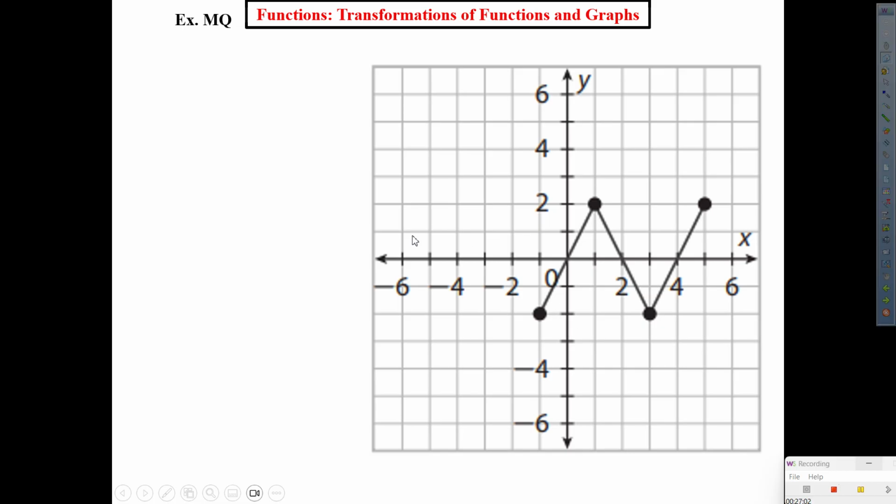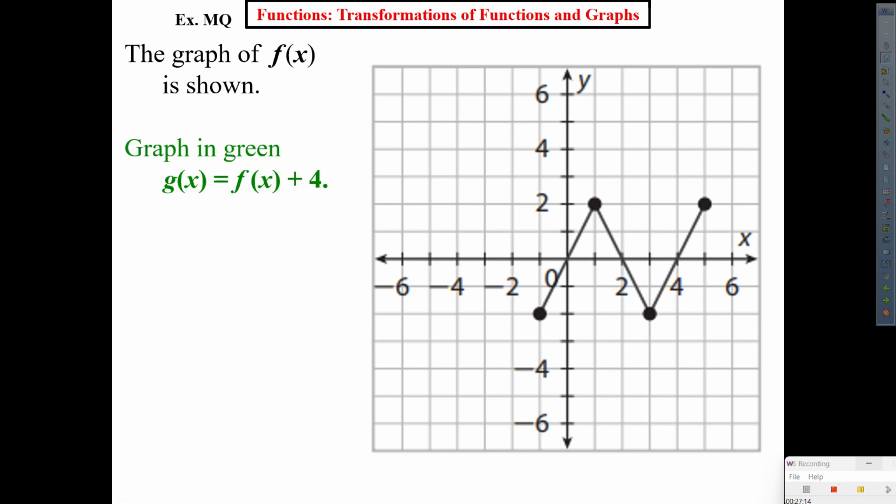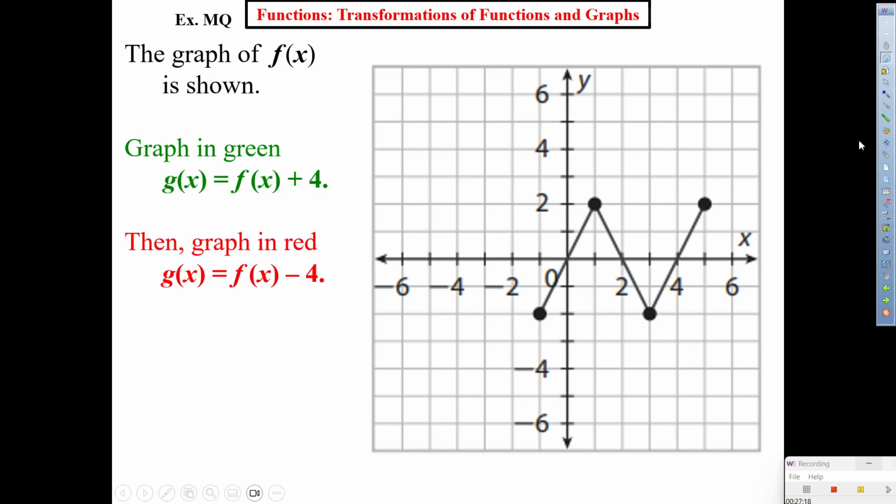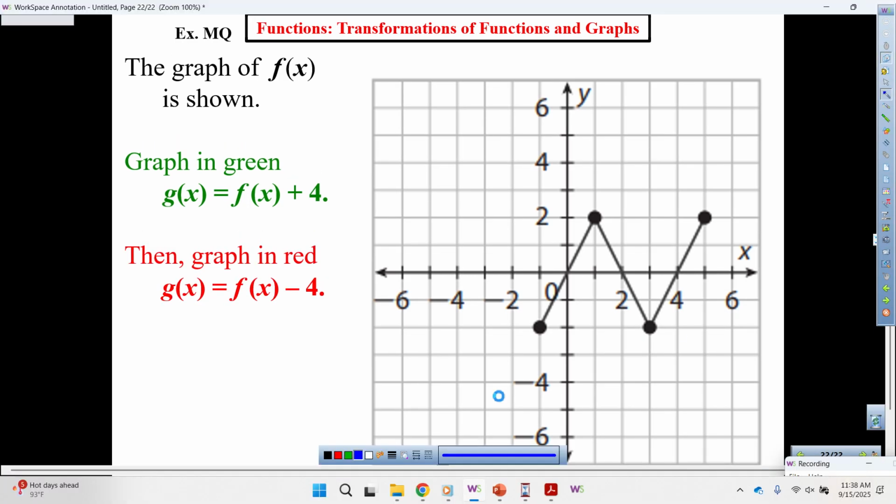So, check this out. Get a graph paper in front of you. Plot this. Graph it. And label this one f of x.